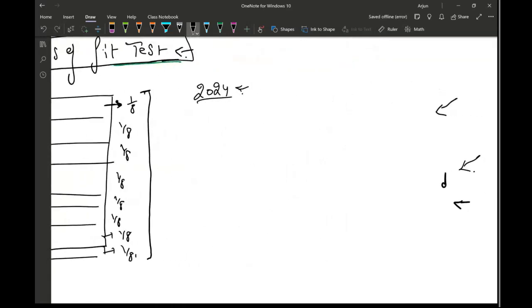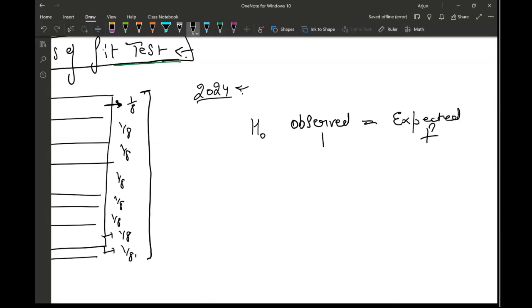Whenever we are writing the hypothesis, it will always be the same hypothesis for chapter number 12. The null hypothesis is always: observed frequency is equal to expected frequency. And the alternate hypothesis will always be: observed not equal to expected.